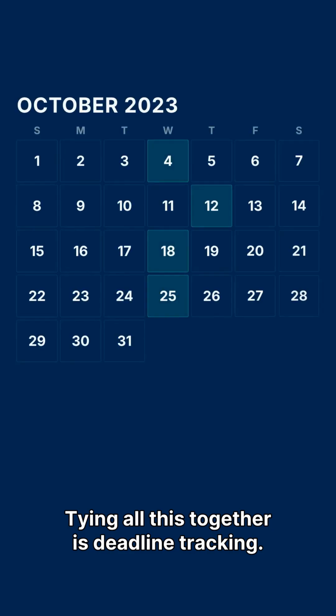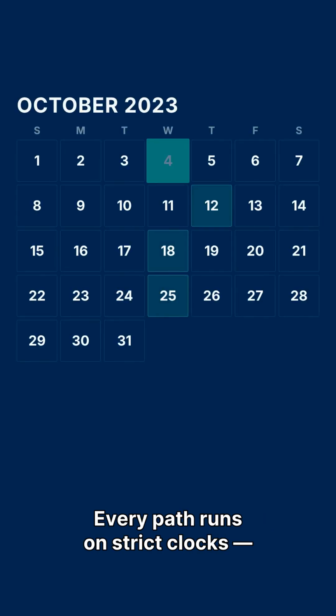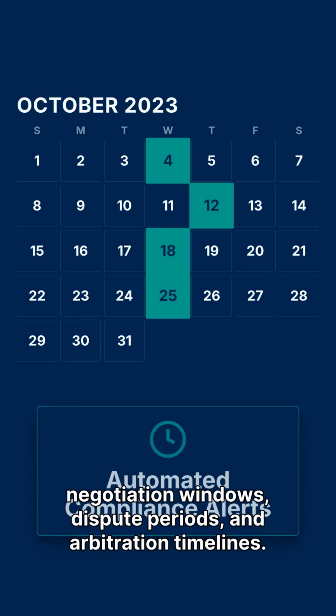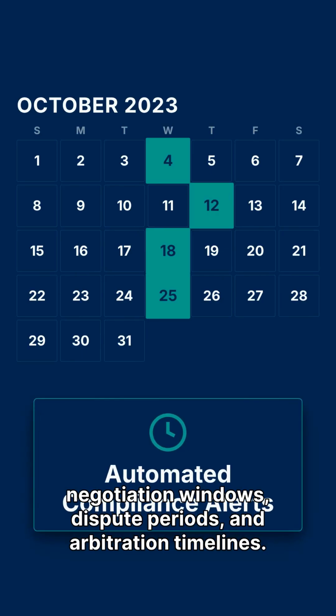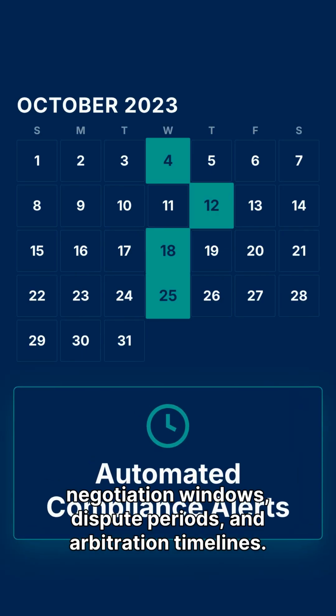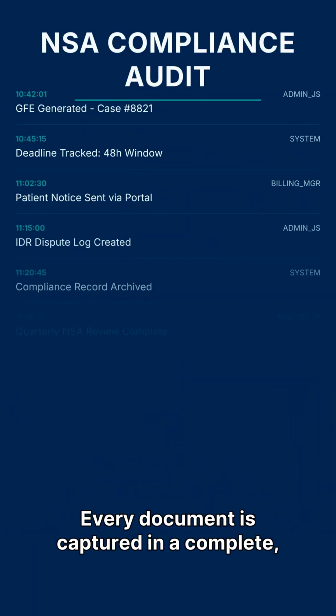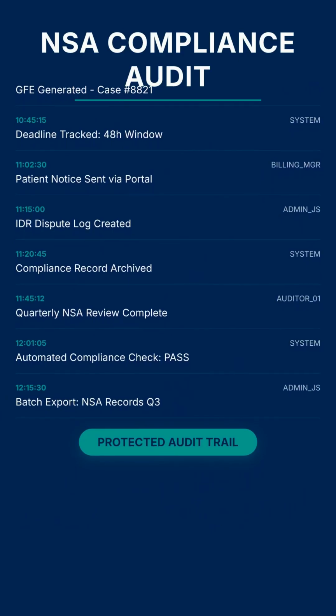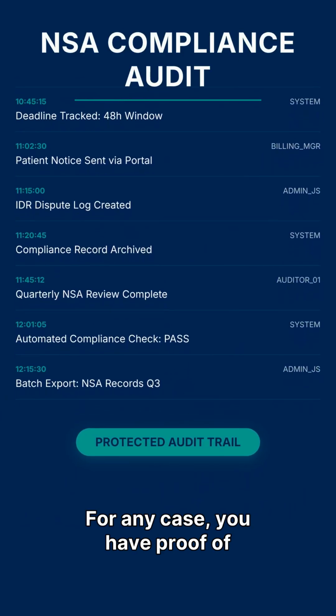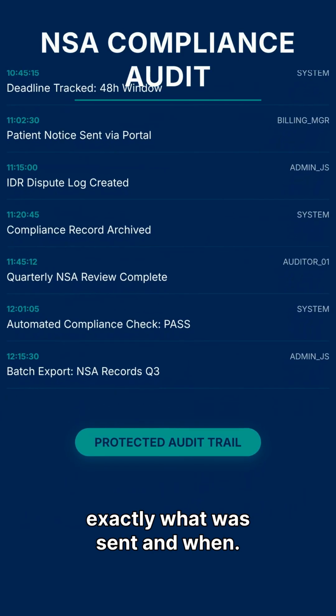Tying all this together is deadline tracking. Every path runs on strict clocks, negotiation windows, dispute periods, and arbitration timelines. InvisaClaim tracks them all. Every document is captured in a complete protected record. For any case, you have proof of exactly what was sent and when.